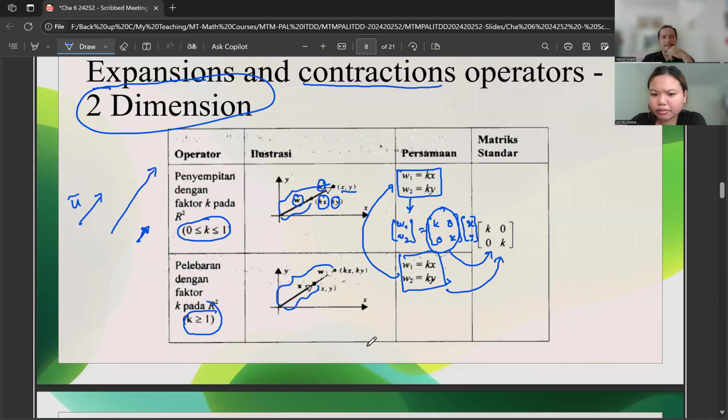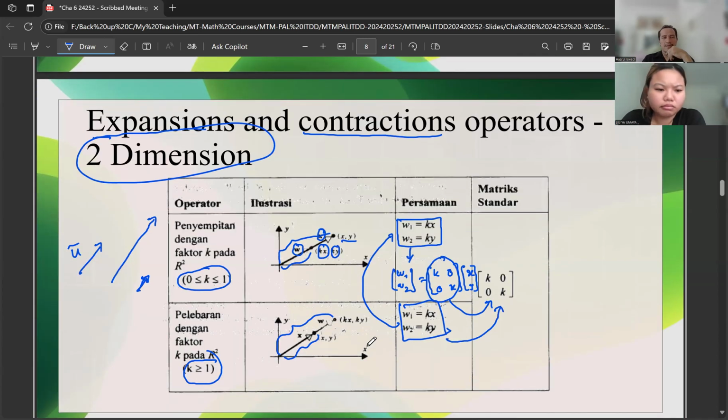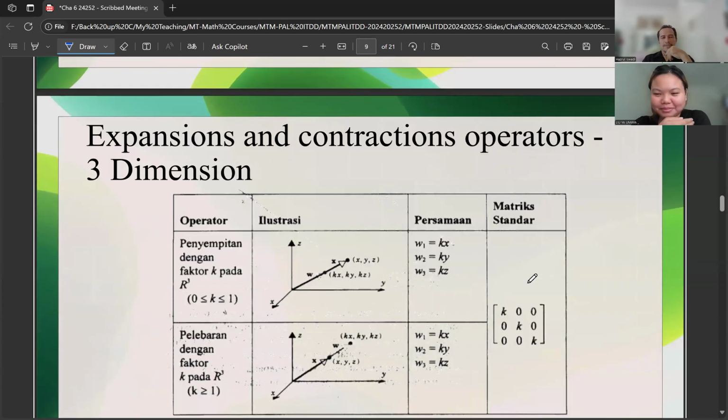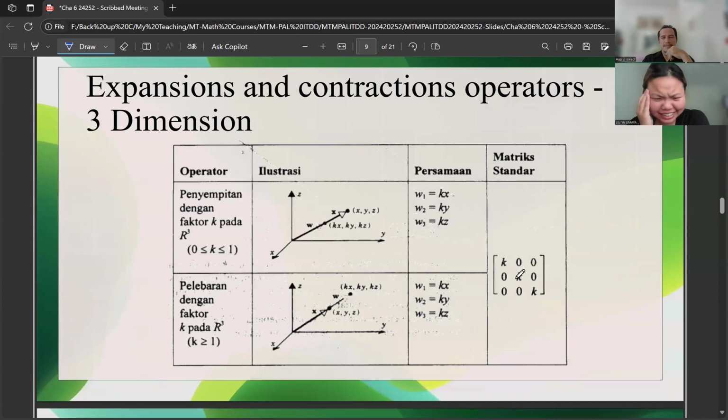Okay, I hope you can understand well about expansion and contraction because it's not too difficult. The matrix standard is easy, just the matrix standard of expansion and contraction. What about in three dimensions?